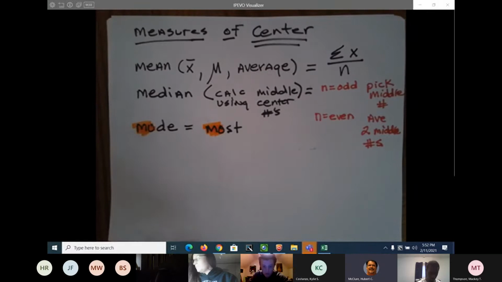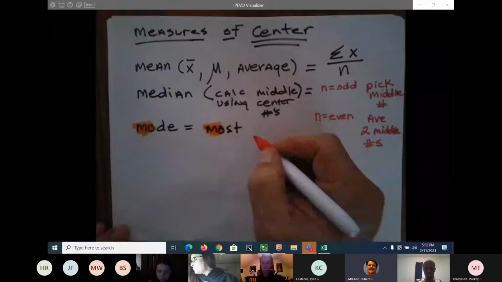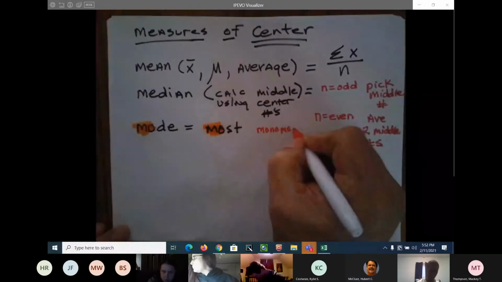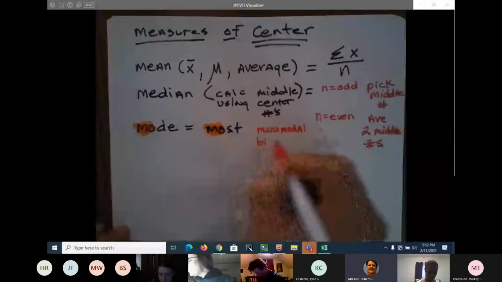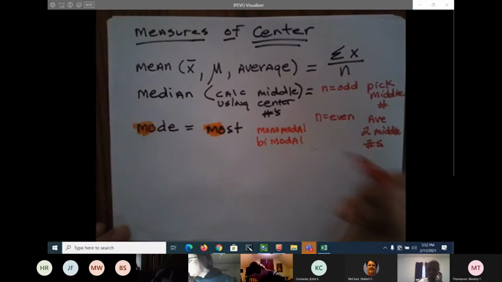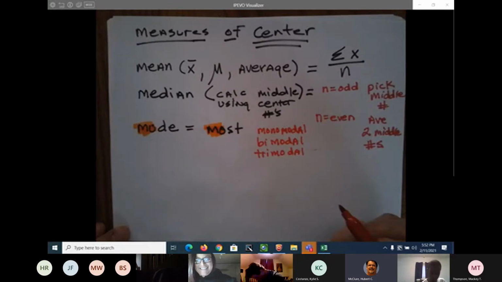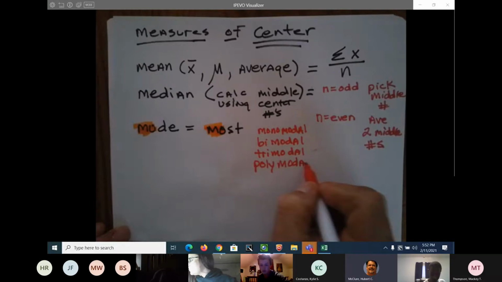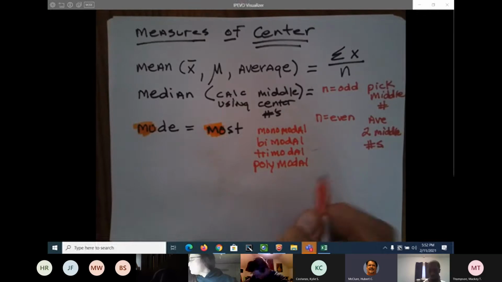Now, can you have one mode? Yes. Can you have two modes? If you have one mode, it's called monomodal. If you have two modes, it's called bimodal. If you have three modes, it's called trimodal. And if you have more than three, it's called polymodal. Now that's an SAT question. I mean, a standardized test question. You might be asked, what is bimodal? Bimodal is when you have two modes.